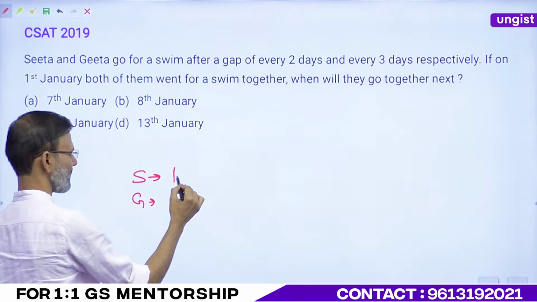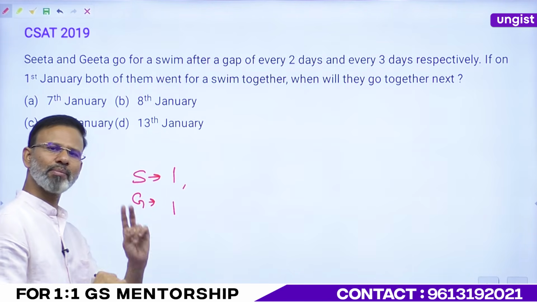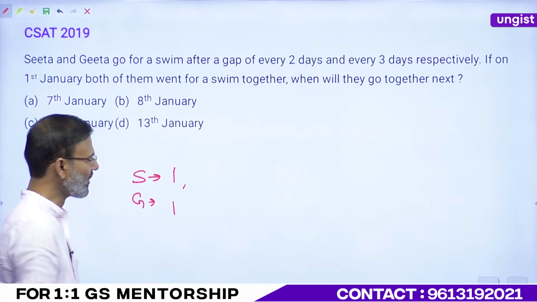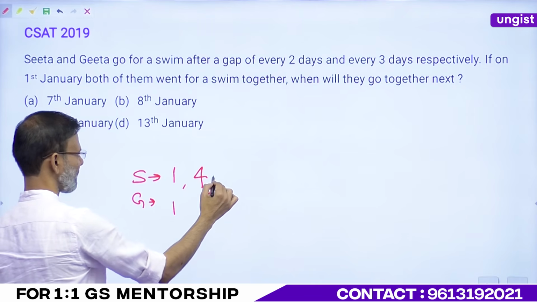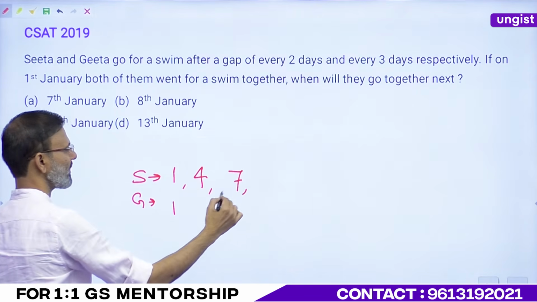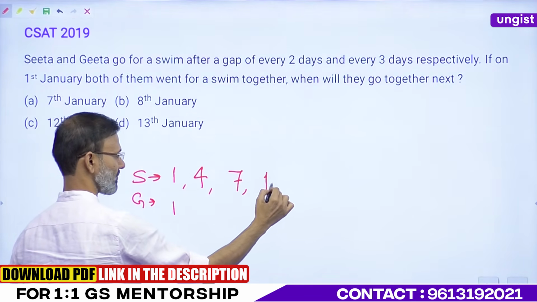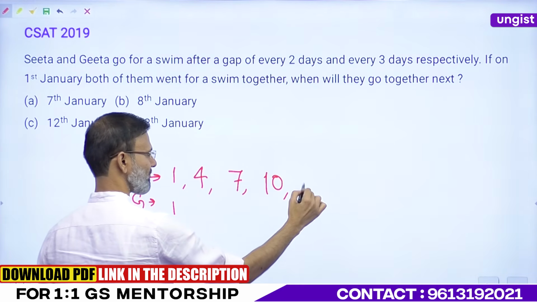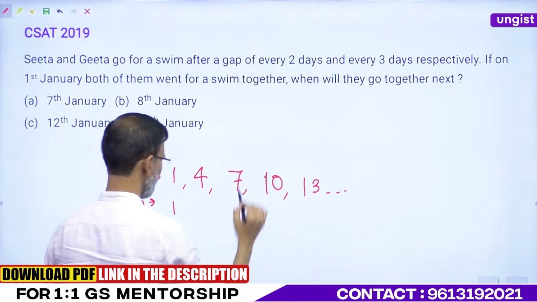Then Sita will be like on first she is going. So after a gap of 2 days, second and third she won't go. Then fourth. Then fifth and sixth she won't go. Then seventh. Then 8th and 9th she won't go. Then 10th. Then 11 and 12 she won't go. Then 13th and so on.